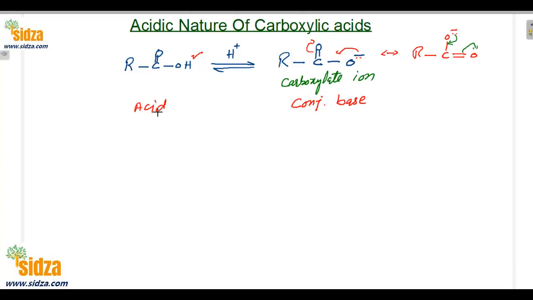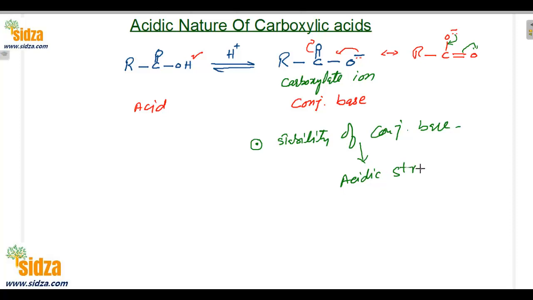So what are the factors that can increase or decrease the strength of an acid? We know that anything that can increase the stability of a conjugate base, I'm going to repeat it, any factor that will increase the stability of a conjugate base will make the acid stronger. If the stability of the conjugate base increases, the acidic strength is going to increase.